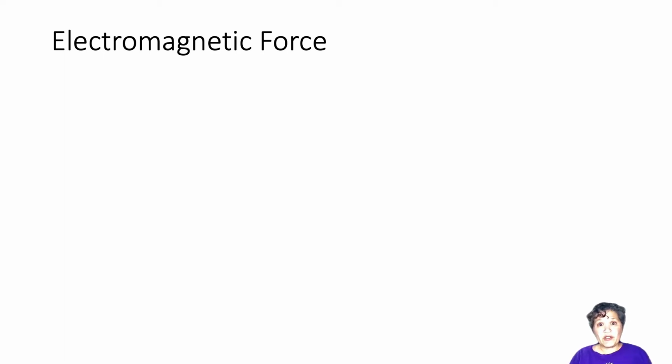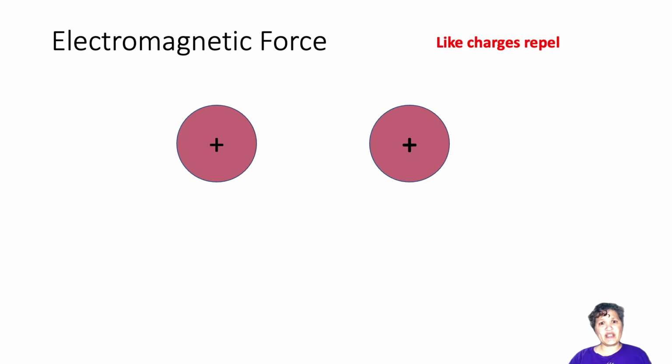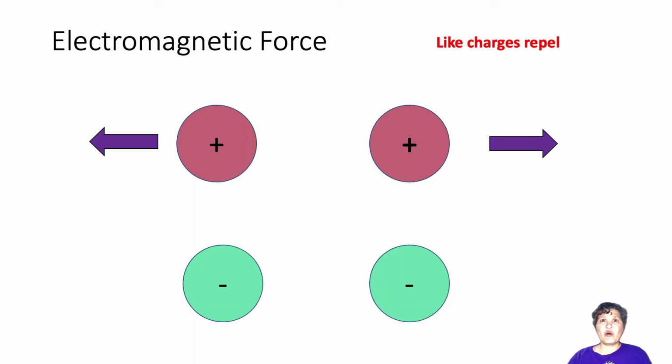The first principle you have to understand, and I'm going to talk about this from the electrical point of view, but you can also think about this from a magnetic point of view, is that like charges repel. From a magnetic point of view, if you have two magnetic poles that are the same, those would repel. For example, you could have two positively charged things and they would repel or push away from each other. Or you could have two negatively charged things and those would also repel or push away from each other.